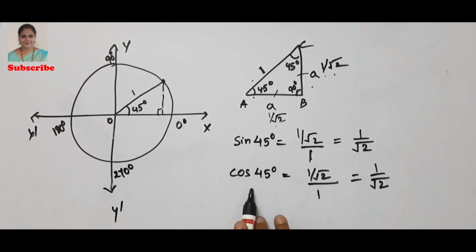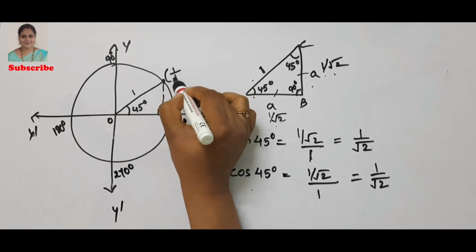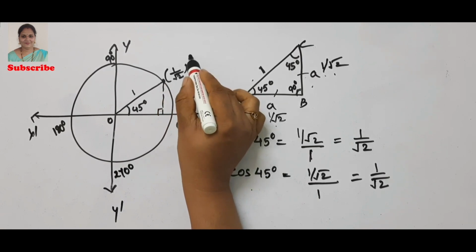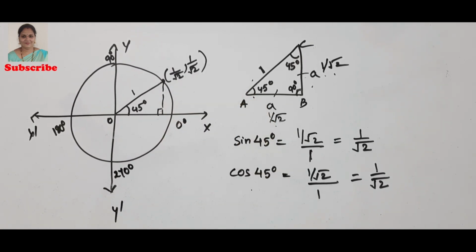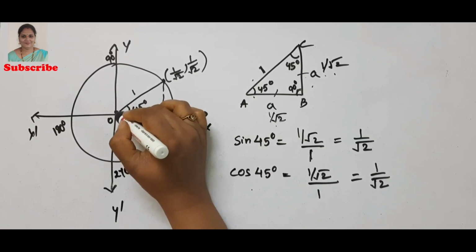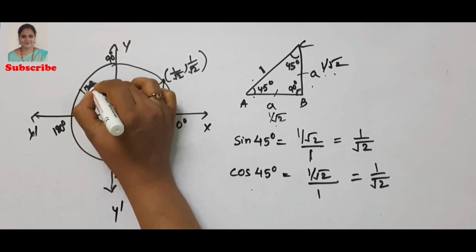We got sin 45 and cos 45. We can write it here: cos 45 will be 1 by root 2, and sin 45 will be 1 by root 2. We got both the values. Similarly, when you calculate at 180 minus 45, that is 135 degrees.